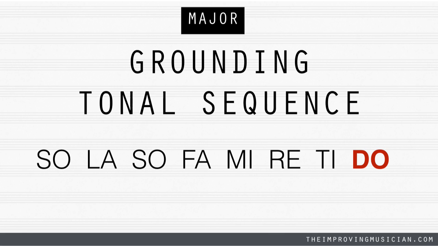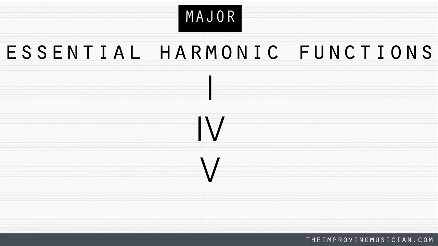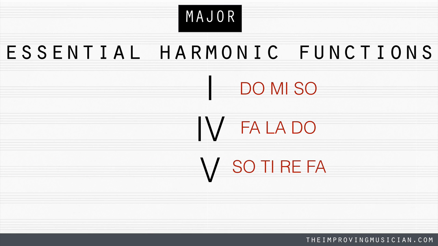The essential harmonic functions, commonly referred to as chords, are the aforementioned 1, 4, and 5 chords in major. These chords combine pitches. A 1 chord is any combination of Do, Mi, and Sol. A 4 chord is any combination of Fa, La, Do. And a 5 chord is any combination of Sol, Ti, Re, Fa.